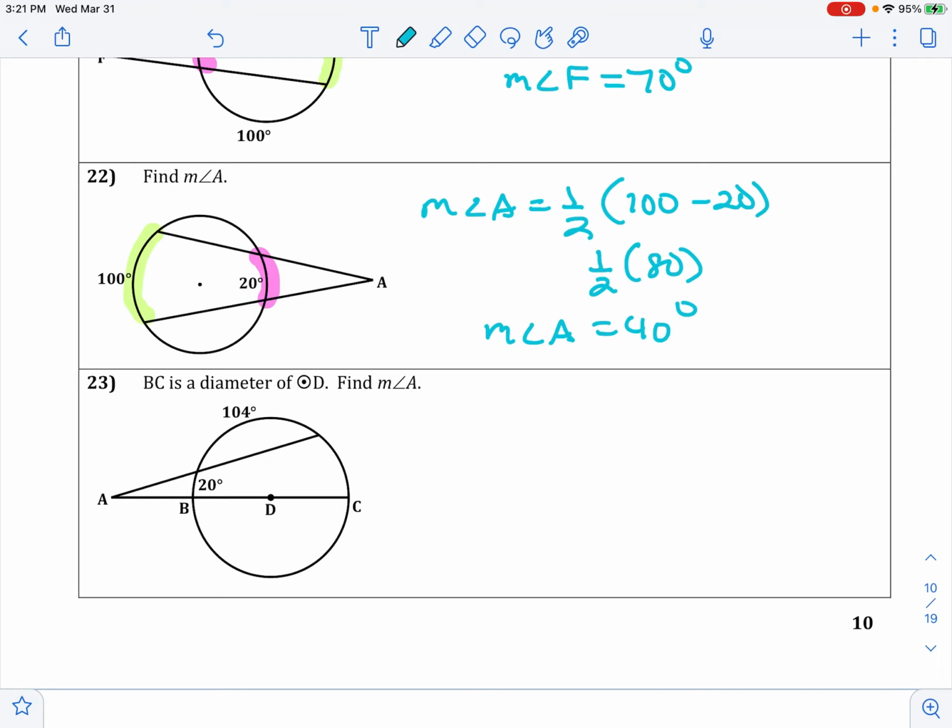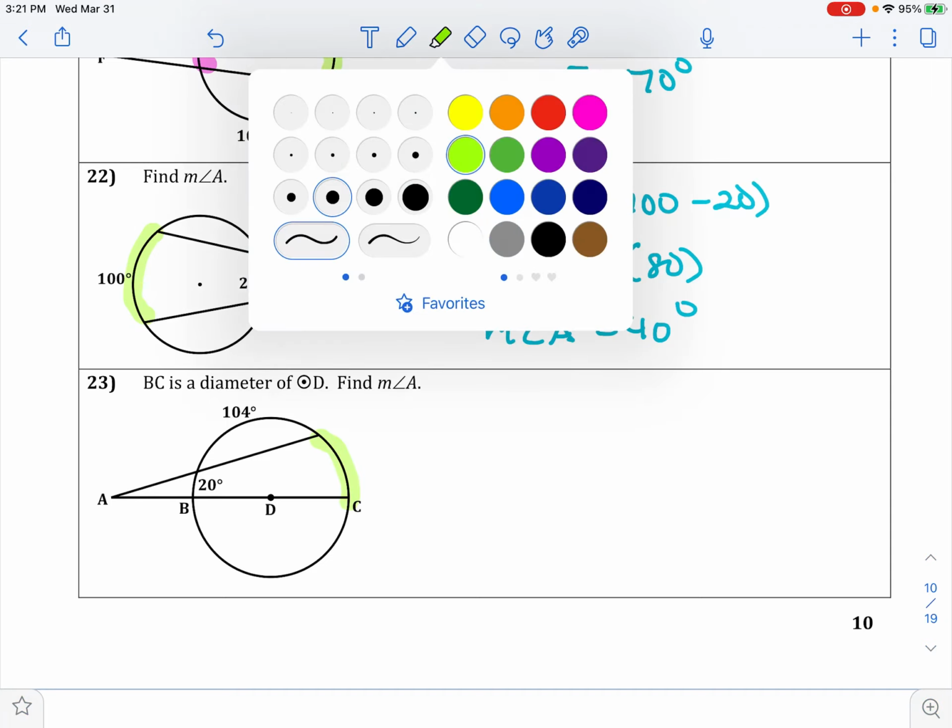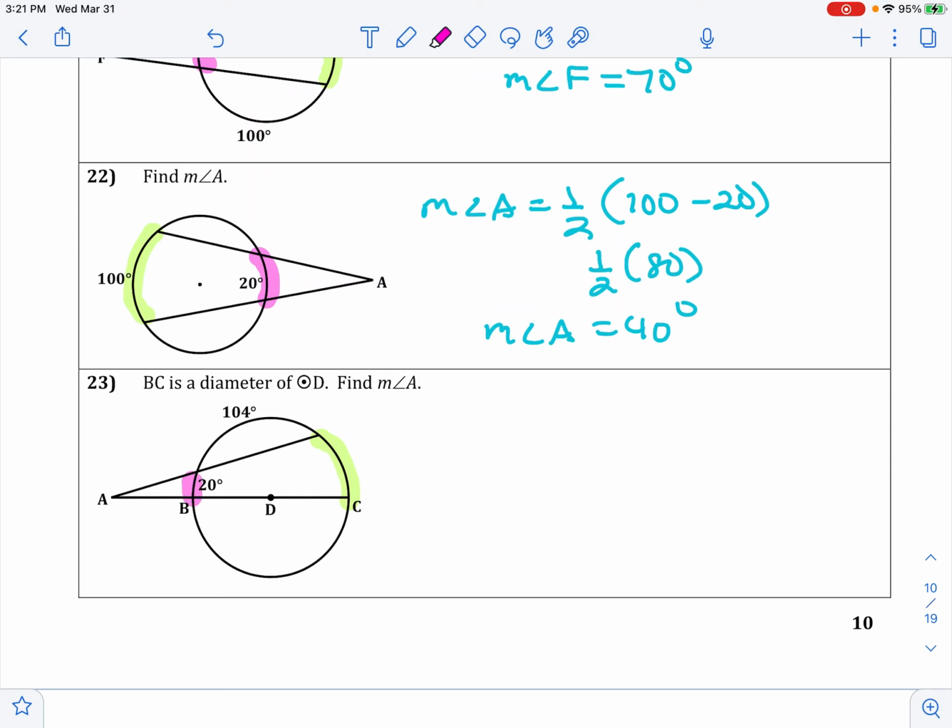I see an angle outside the circle again in number 23. Okay, but we have less information here. Let's see, we have that little arc. We don't have this one, but we have the really little one. We have this 20 right here. Okay, so we got to figure some things out. I notice that this is a diameter, which means semicircle is 180. So if I take 180 minus 20 minus 104, I'm left with 56.